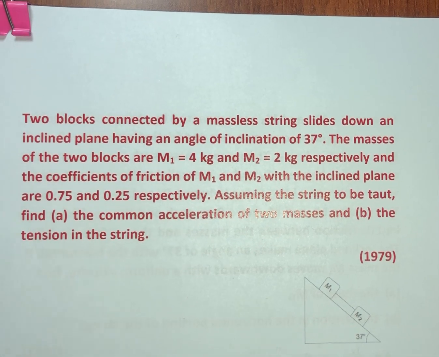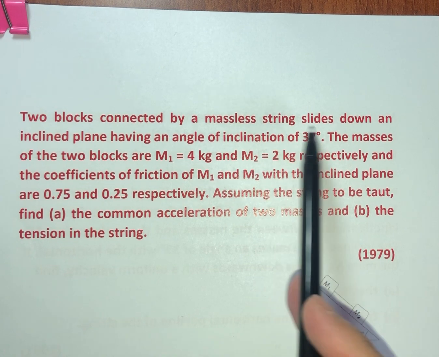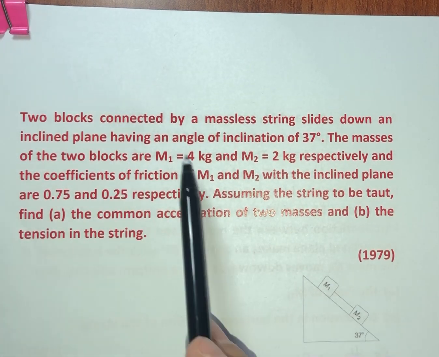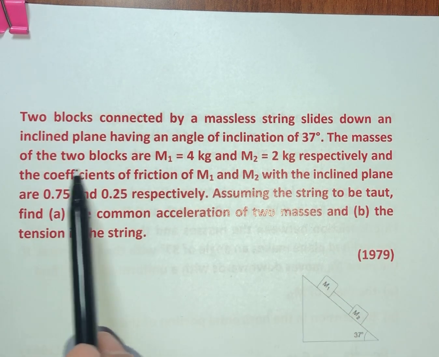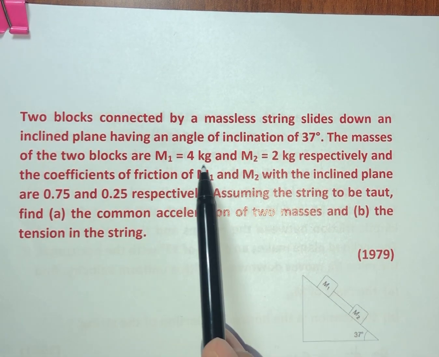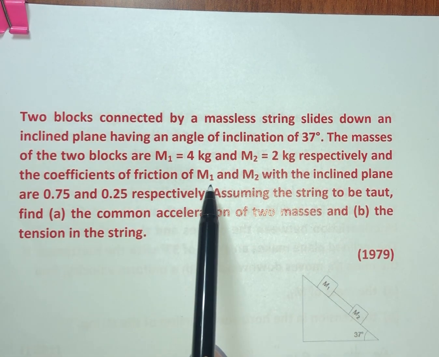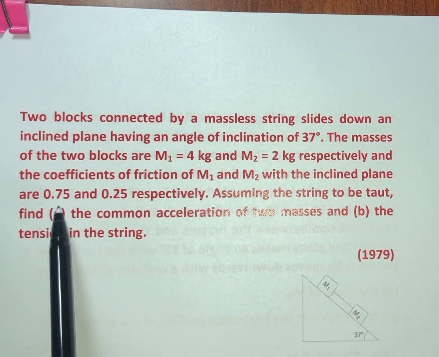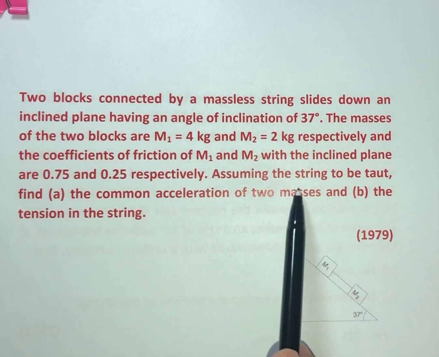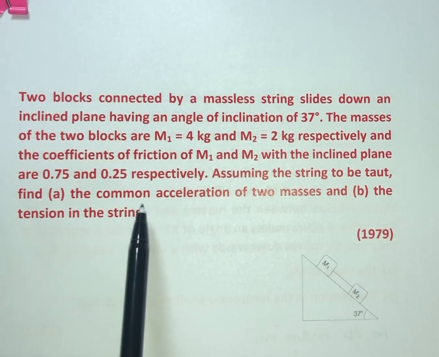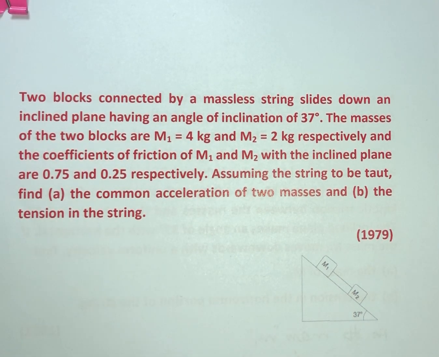Hello friends, in today's question, two blocks connected by a massless string slide down an inclined plane having an angle of inclination 37 degrees. The masses of the two blocks are m1 = 4 kg and m2 = 2 kg respectively, and the coefficients of friction of m1 and m2 with the inclined plane are 0.75 and 0.25 respectively. Assuming the string to be taut, find the common acceleration of the two masses and the tension in the string.